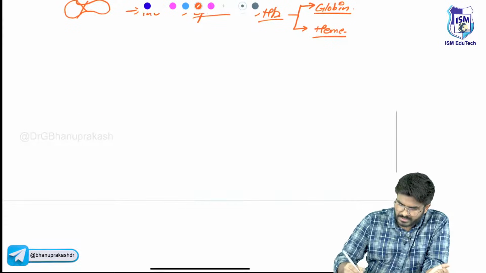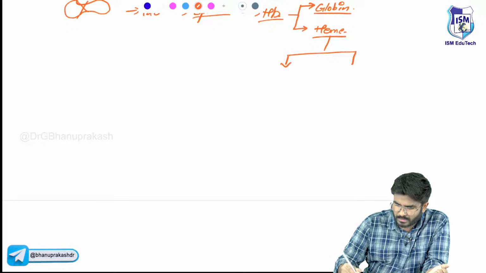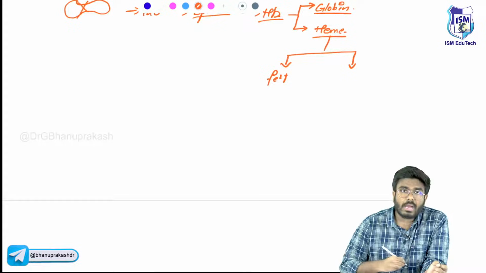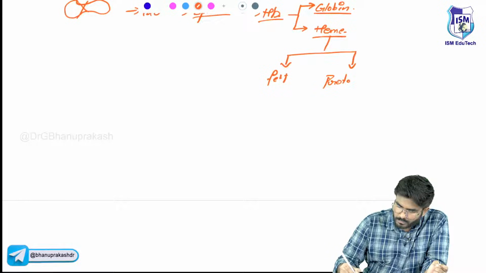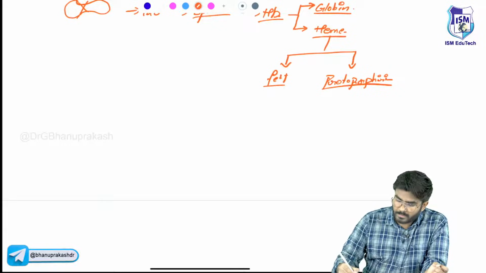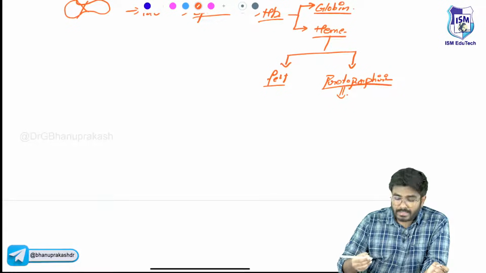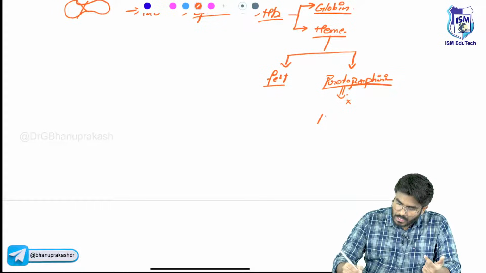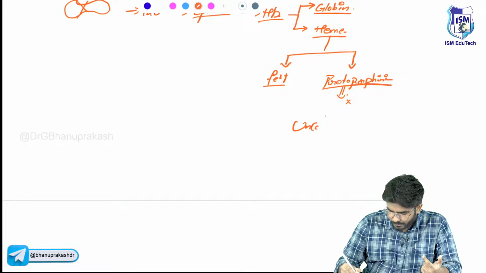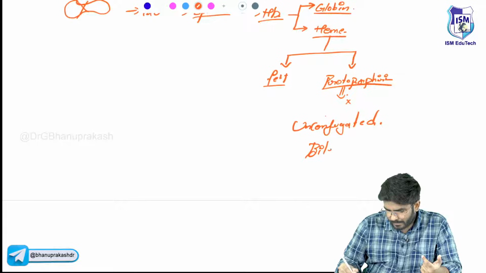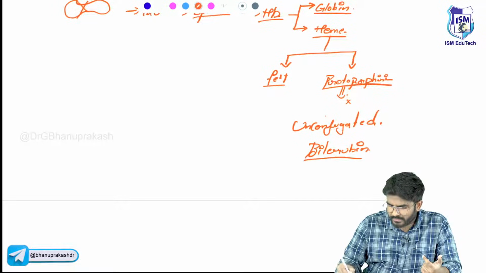Now, what exactly is this heme, sir? The heme which is present in the hemoglobin is made up of two things: iron and protoporphyrin. Now this iron will be used by the body. This protoporphyrin will be degraded. This protoporphyrin will be broken down into something called unconjugated bilirubin. Now we understood from where this bilirubin is coming.